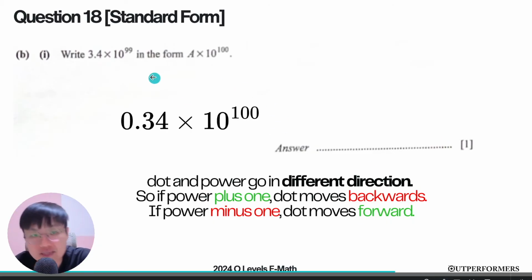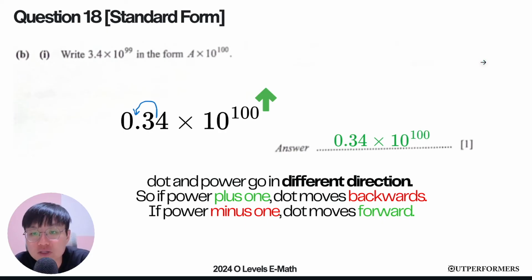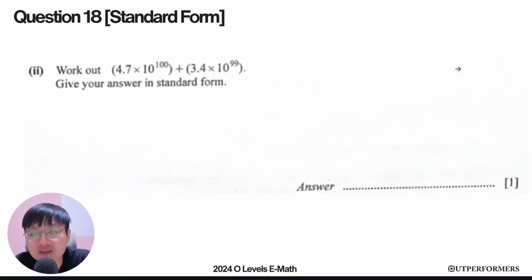So in this case, originally the dot was over here. It shifted back by 1. Why is that so? Because you wanted to go up from 99 to 100. So if you go up by 1 over here, it means you must go down by 1 in terms of the dot. So that's one way you can think about the arrangement of the dots as well as the power. So the final answer is going to be 0.34 times 10 to the power of 100. And this is going to help you with part 2 because they want us to solve 4.7 times 10 to the power 100 plus 3.4 times 10 to the power 99.